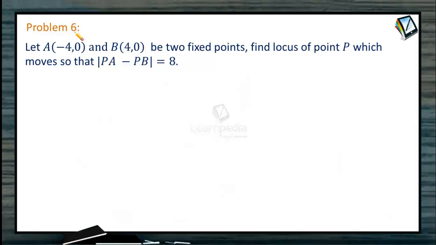Problem number 6. Here we see that we are given the same condition, PA minus PB is a constant. However, we see that this constant is 8, which is the distance between A and B. That is, this is AB. Now whenever PA minus PB is equal to AB, the locus turns out to be the set of points on the extended line AB excluding segment AB. We shall try to realize this.